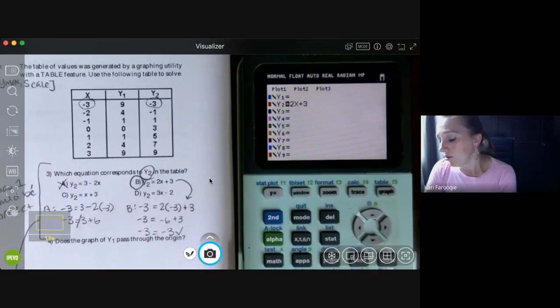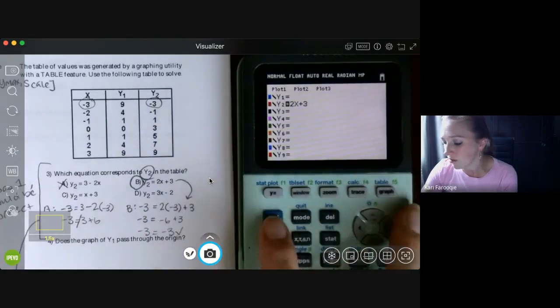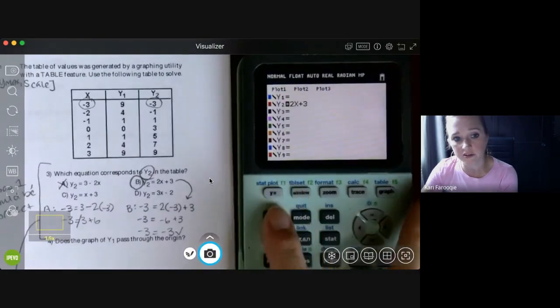Now your table is probably set to auto. Let's go ahead and check what your table is set to. When we hit second window, that's going to get us to the table setup.